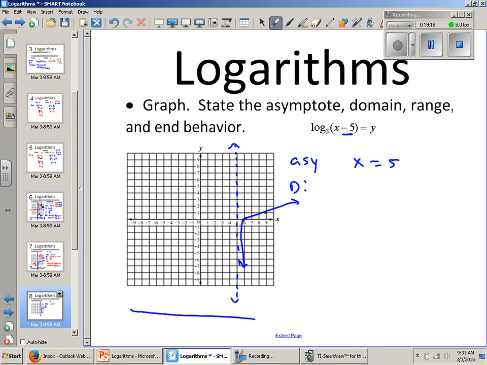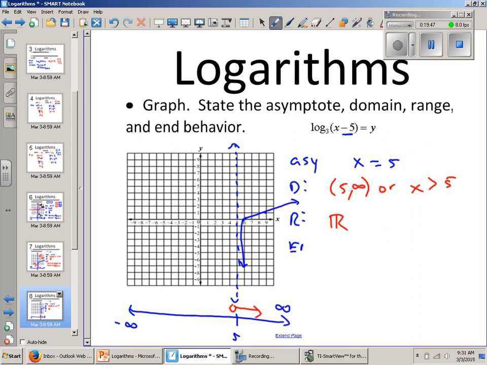So let's look at the domain. Draw my domain line. Remember, the asymptote is the key point. That's at 5, open circle going to the right. So my domain is between 5 and infinity, or I could say x is greater than 5. Range, still going up and down forever, so we still have all reals for the range.